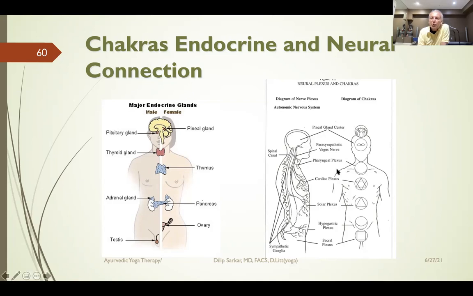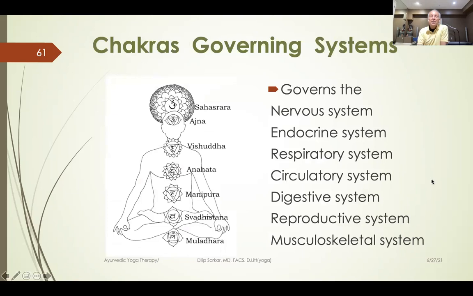These are also connected with your nervous plexuses, all the plexuses you have. But it is connected through your systems, and you need to remember that it governs them. So when you have a musculoskeletal problem, like back pain, knee pain, or hip pain, you need to balance the root chakra, Muladhara chakra.